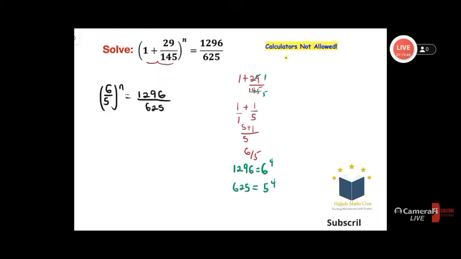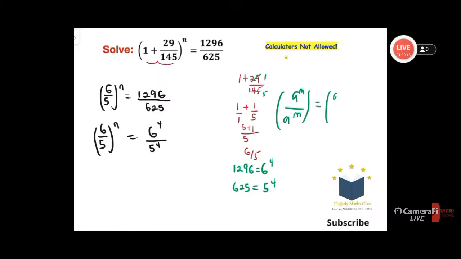So writing that here, I'm going to have 6 over 5 to the power of n equals 6 to the power of 4 over 5 to the power of 4. And don't forget the rule of indices that says that a to the power of m over b to the power of m is the same thing as saying a over b to the power of m, since they have the same power. So here I'm going to have 6 over 5 to the power of n equals 6 over 5 to the power of 4.